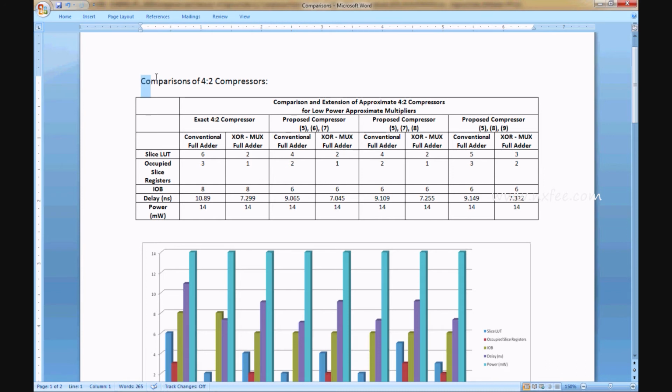So this is a comparison for the adder, the exact full compressor and the proposed compressor. We gave it equation based. This is the existing conventional method and XOR-mux full adder method for all the equations. Overall the proposed method is reduced compared to the conventional full adder and XOR-mux full adder. Here 4 LUTs are taken, but here only 2. Here 5 are taken, but here only 3. So overall it is reduced.